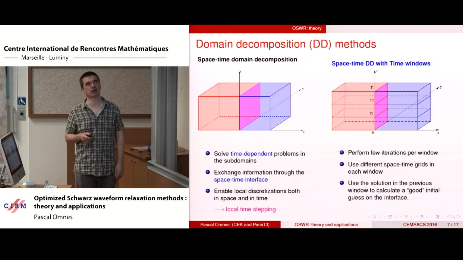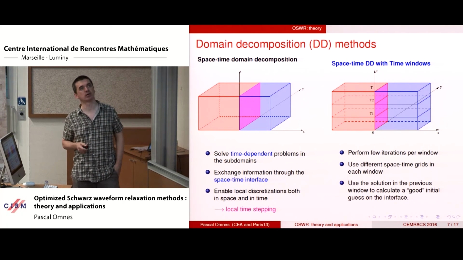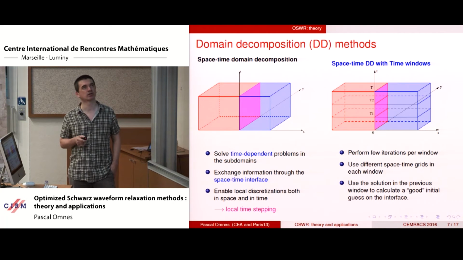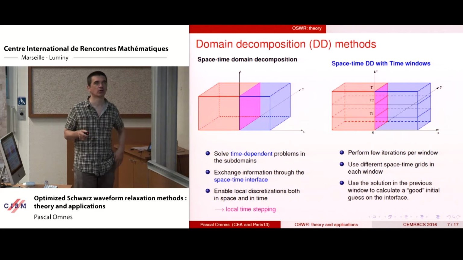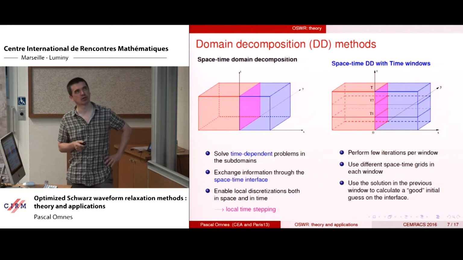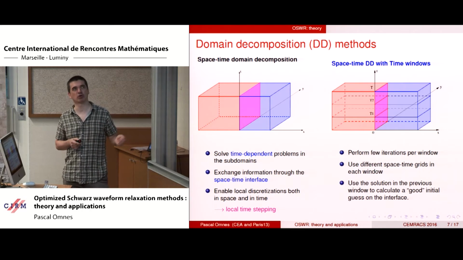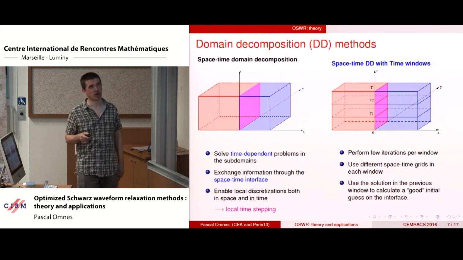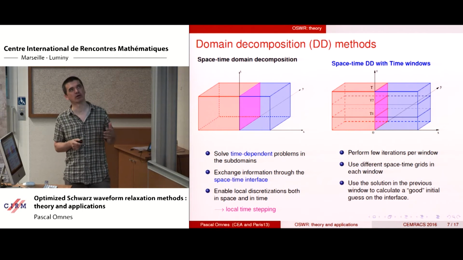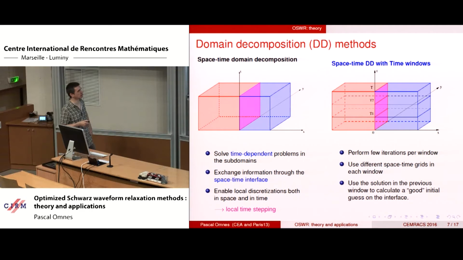You could also think that after some T1, you may want to use different space grids at the price, again, of some projections between the grids. But if for example, your a posteriori error estimation tells you that it's not necessary anymore to have a very fine space grid here, you could change it, and then at the price of some projection, you could then go on from T1 to T2 and so on. The other advantage is that you can use the solution at T1 to have a good initial guess from T1 to T2 on the space-time boundary, on the interface.